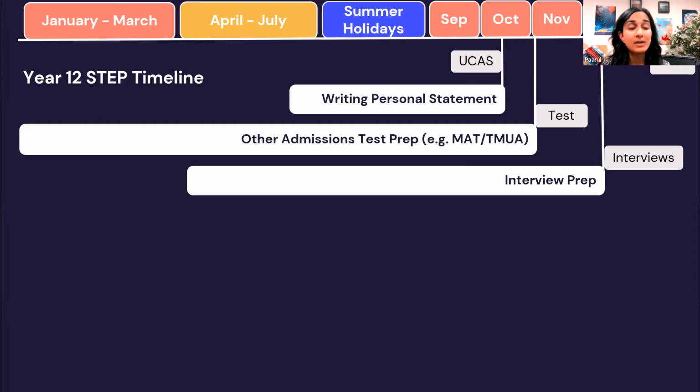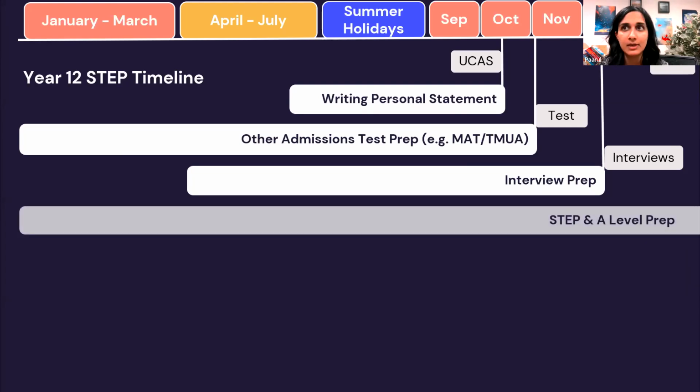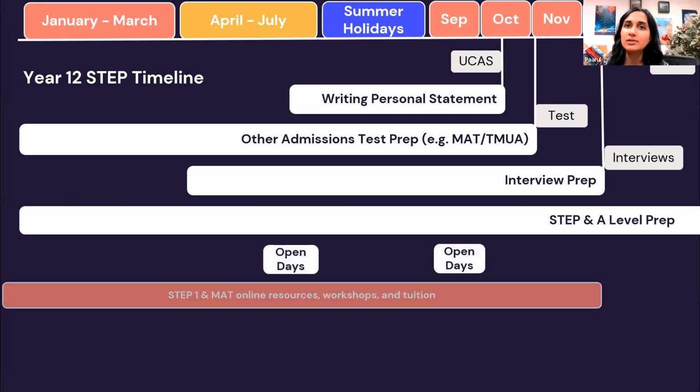If you apply for something like Imperial Computer Science, some of them have already made their offers in December, and a lot of them have been dependent on getting grades in STEP 2 or STEP 3. You might also start your A-level prep early, so you might want to do some STEP 1 preparation throughout year 12, and then move on to STEP 2 and STEP 3 preparation next year, and also attend open days.